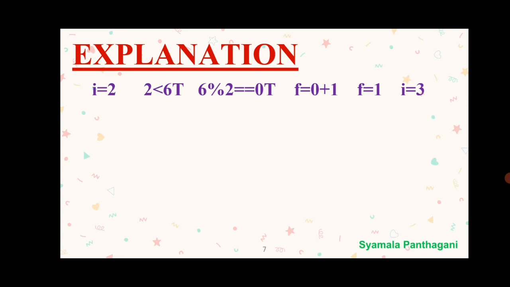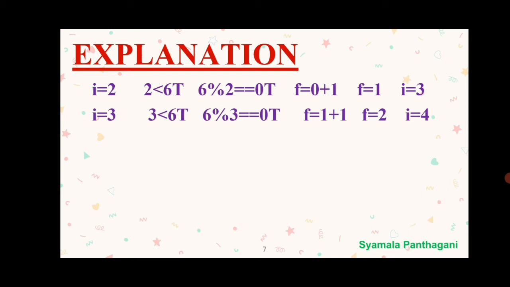That is true. Now, f is equal to, the initial value of f is 0. That's why 0 plus 1 is equal to 1. Here the value of f is 1 and i is equal to 3. Now we are going to the next iteration with the new value of i is equal to 3.